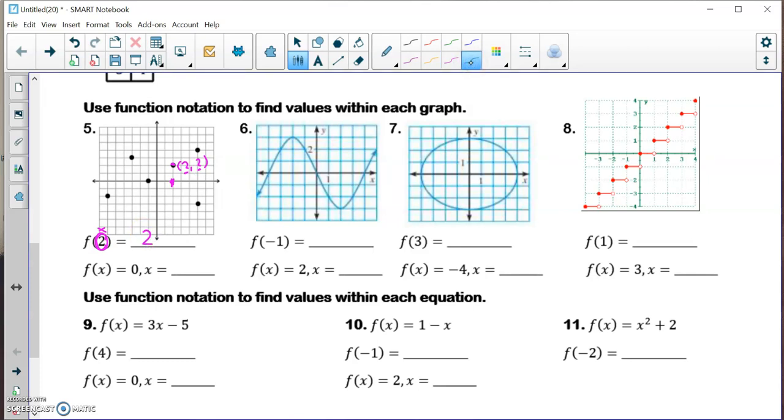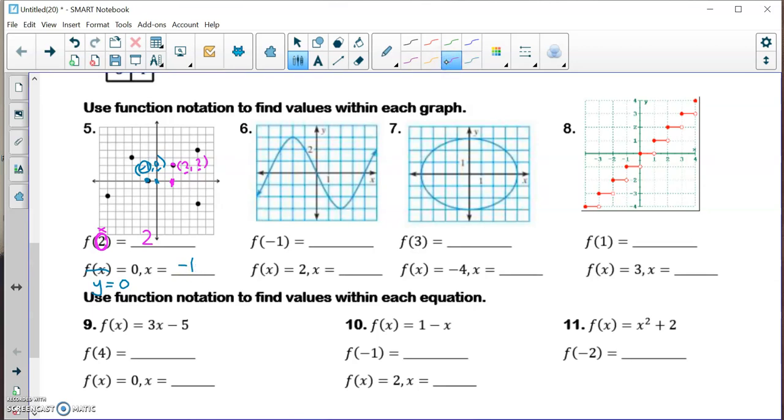Now I want f of x is equal to 0, which is essentially just y is equal to 0. So on my y-axis, y is 0 is right here, and the point that's in line with that y value of 0 is this point right here, which is the ordered pair -1, 0. So when I have a y value of 0, that's paired with the x value of -1.